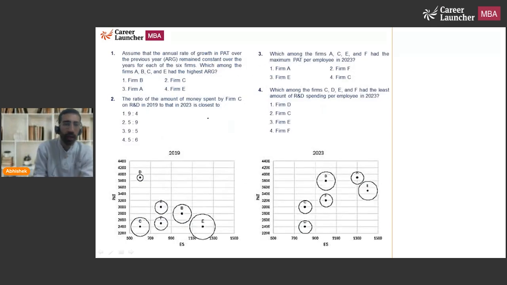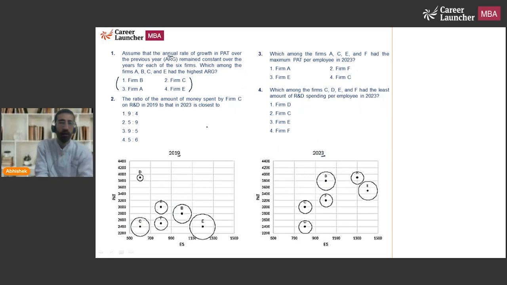Question 1 says, assume that the annual growth rate in PAT over the previous year remains constant over the years for each of the 6 firms, right? So a consistent rate of growth. Which firm had the highest annual growth rate? Because you're looking at all firms from 2019 to 2023, a fixed period of time, we can just calculate the total percentage change. The firm from these 4 options which has the highest percentage change will have the highest annual growth rate as well.